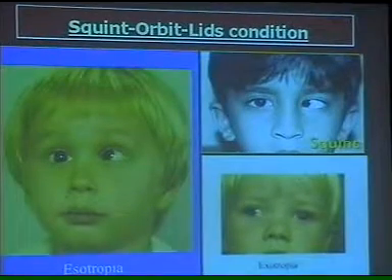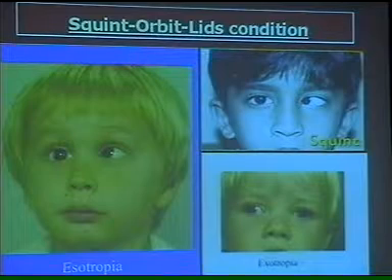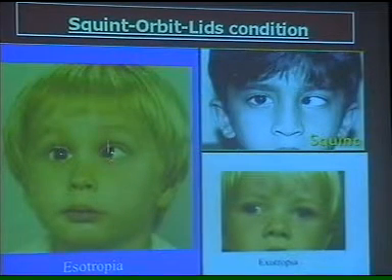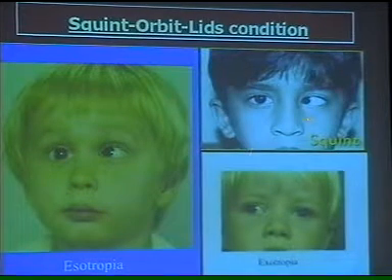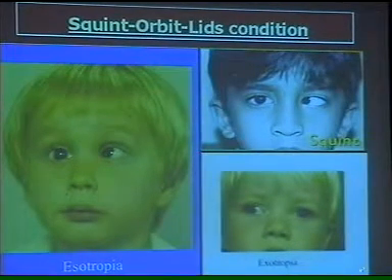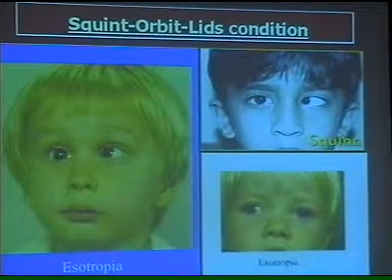You can see a couple of examples here. This is esotropia, when the eye is converging towards the nasal bridge. This is left esotropia, this is left esotropia, and this is right exotropia or right divergent squint.